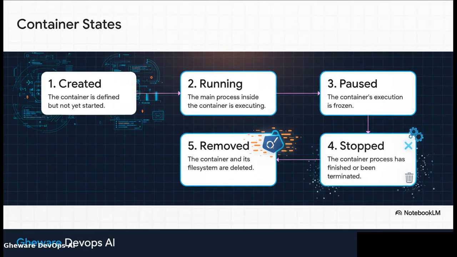A container really has 5 core states. It starts as created. Basically, it's all set up, but it's not started yet. Then comes running. This is the main event. The app is doing its thing. You can also pause it, which literally freezes it in time. Now, when its job is done or you tell it to stop, it becomes stopped.